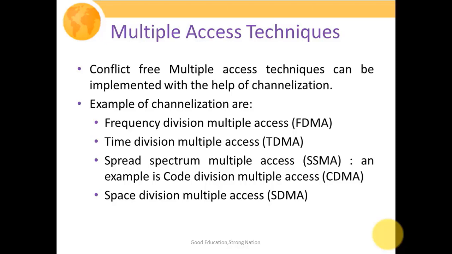Examples of channelization are frequency division multiple access, time division multiple access, and third, spread spectrum multiple access. An example of spread spectrum multiple access is code division multiple access, and the last one is space division multiple access. In frequency division multiple access, we divide the frequencies into multiple subbands, whereas in time division multiple access, we divide the complete channel into different time slots, and in code division multiple access, we divide our common medium into different orthogonal codes, and in space division multiple access, we divide the common medium into several smaller spaces.